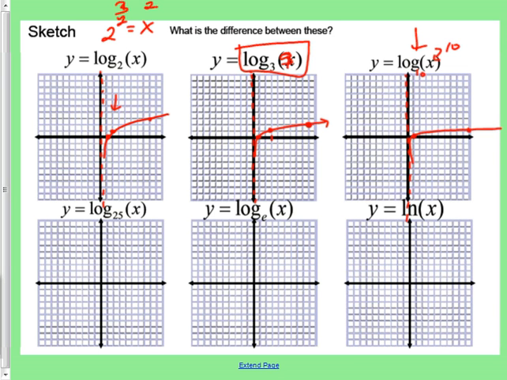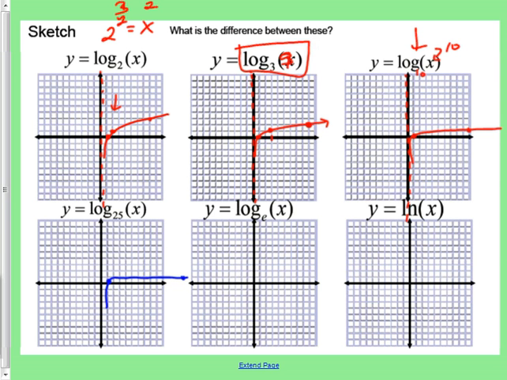Okay. Base 25, this is madness. Still has to go through this spot right here. Now it's just going to be way over here, a super sharp turn, almost not even rising, just an incredibly sharp turn.